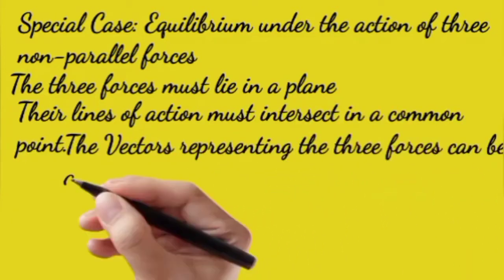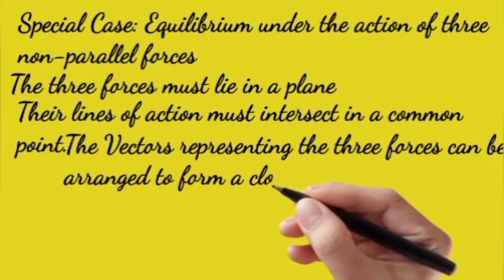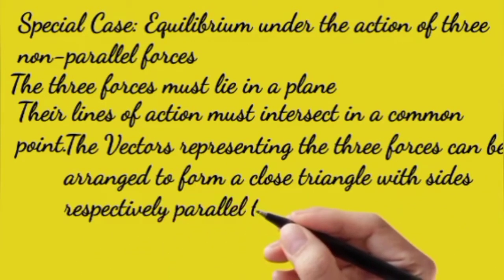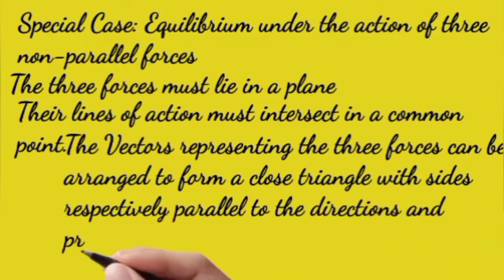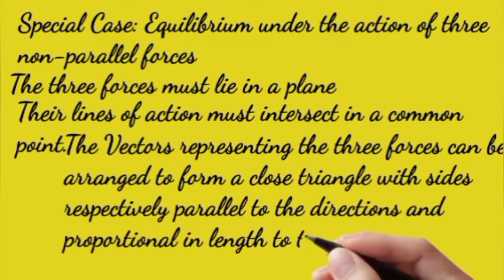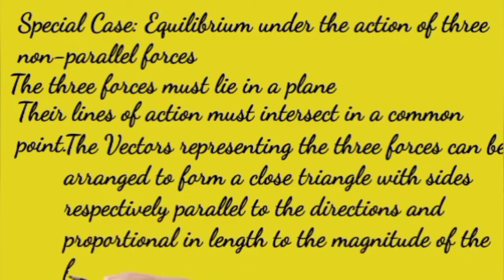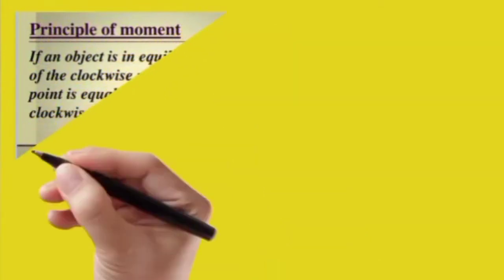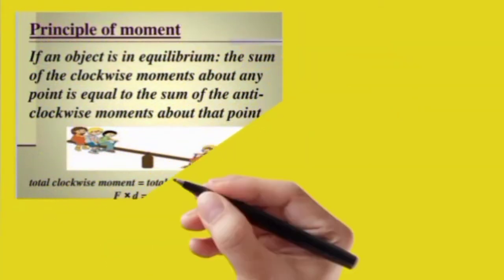The vectors representing the 3 forces can be arranged to form a closed triangle with sides respectively parallel to the directions and proportional in length to the magnitude of the forces. So remember your triangle law. We are just quoting the triangle law of forces in another way here.